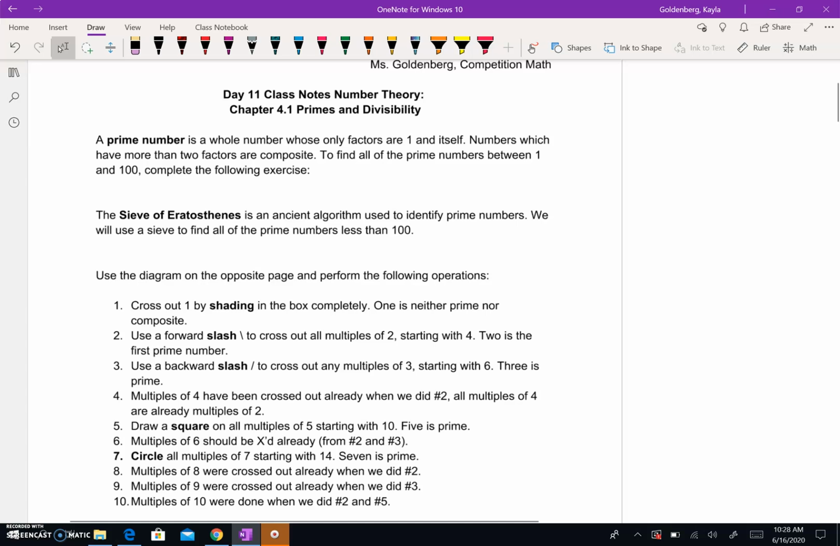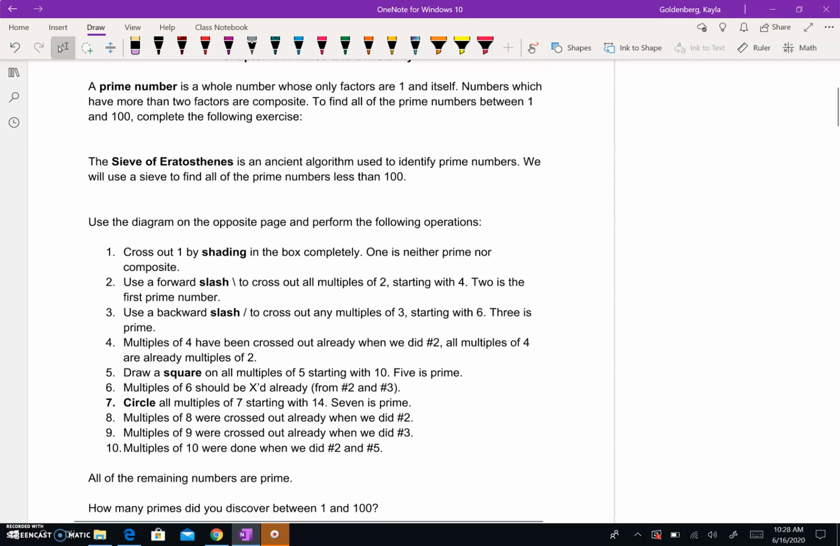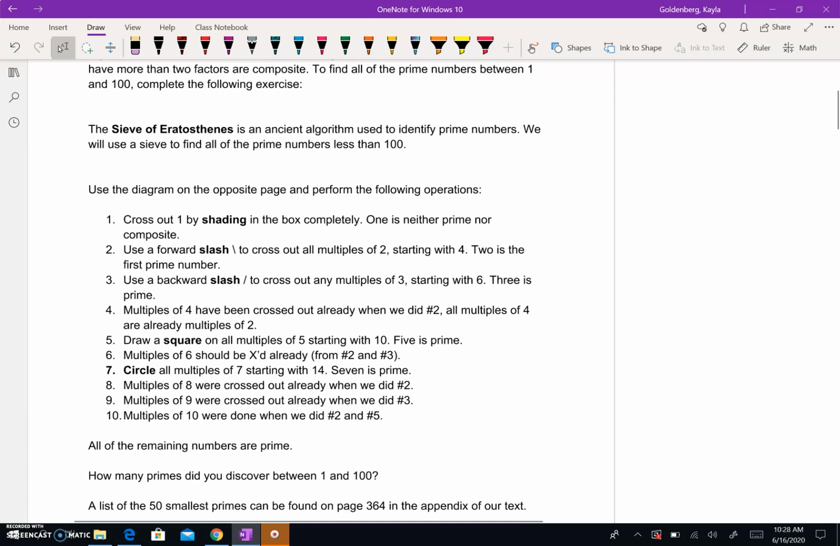To find all the prime numbers between 1 and 100, we're going to do an exercise: the sieve of Eratosthenes. I'm not really good at pronouncing those crazy long names, so I'm not going to do him justice. It's an ancient algorithm used to identify prime numbers. We use a sieve to find all the prime numbers that are smaller than 100.